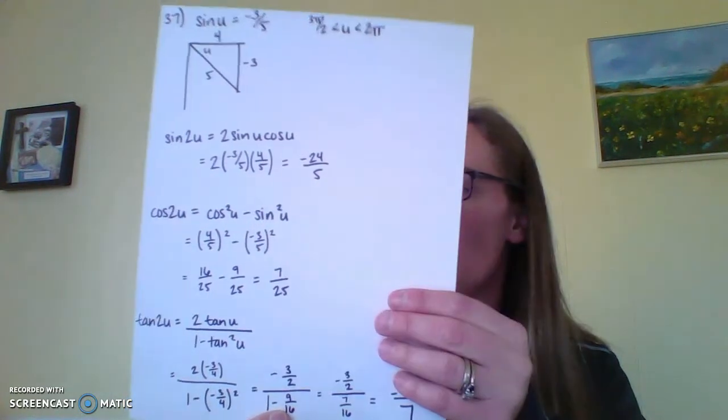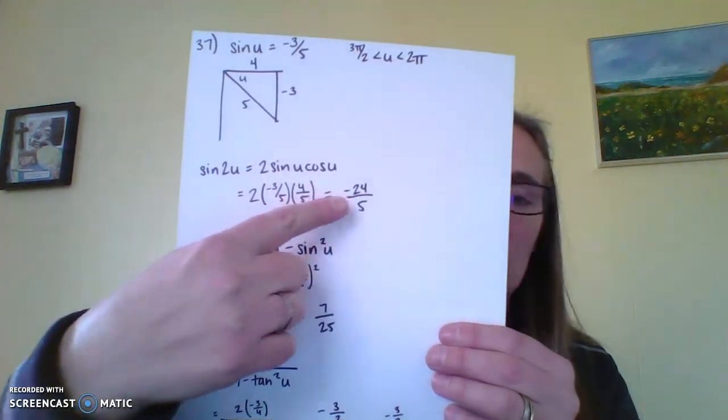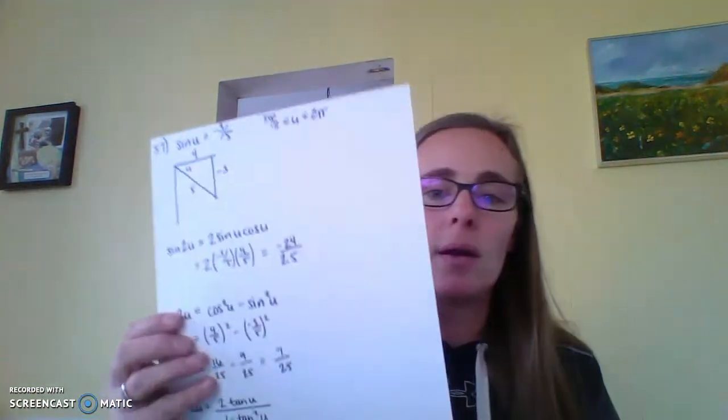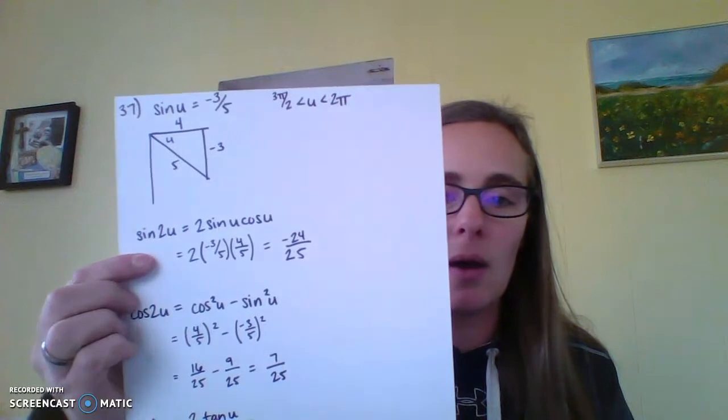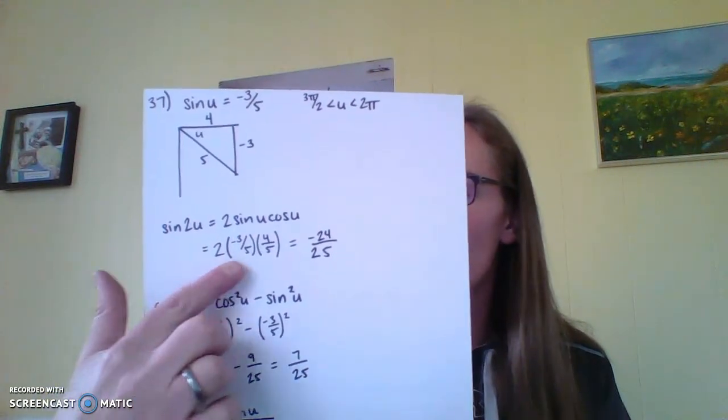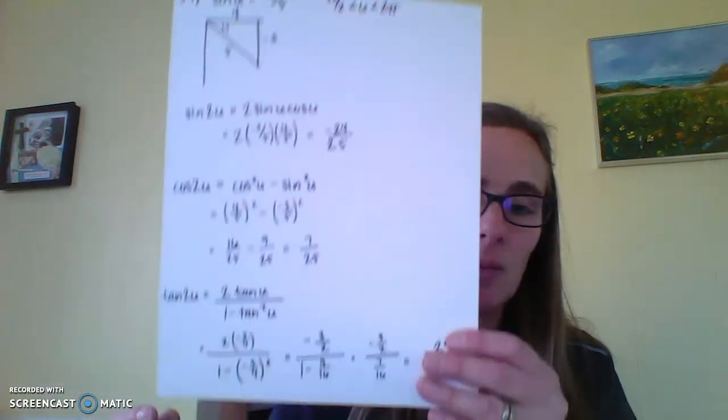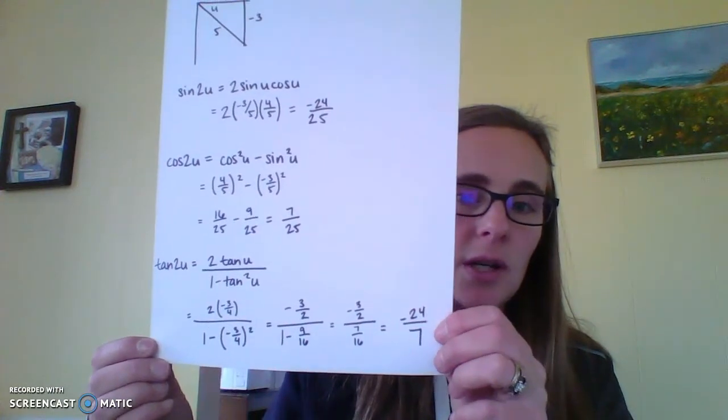I made a mistake. This should be -24 over 25. Sorry about that, you guys. I forgot to multiply across the denominators. And I noticed that because then my answer for tangent didn't work out.